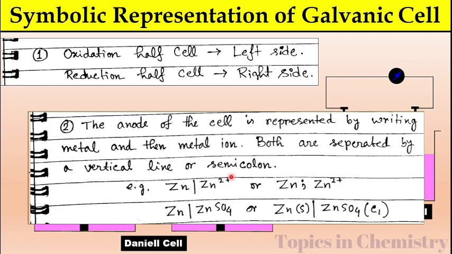You can also write what is the electrolyte present. So here you can see this is the electrolyte present. This is another representation. Here first you have to write the metal, then you have to write the electrolyte. So Zn, one vertical line, then ZnSO4, and you can also mention that Zn is solid. So Zn in bracket solid, vertical line, ZnSO4. Then in bracket you have to write what is the concentration of the electrolyte. So this is rule number 2.